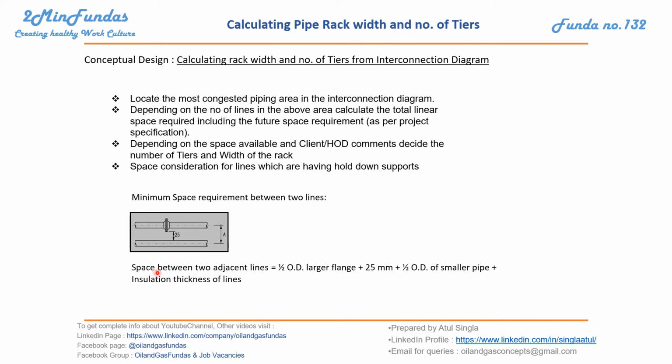If you see, the space between two adjacent lines will be half OD of the larger flange, plus 25 mm, then half OD of the smaller pipe. So from this point to this point, this is the minimum spacing criteria which is globally used throughout the plants. But in any project, as we discussed in the starting, project specifications will be required. In that project specification, if anything different from this is required in a particular project, that will be mentioned in the project specification, so we need to follow that only. So based on this discussion, we can always go for calculating the width and number of tiers for interconnecting diagrams.